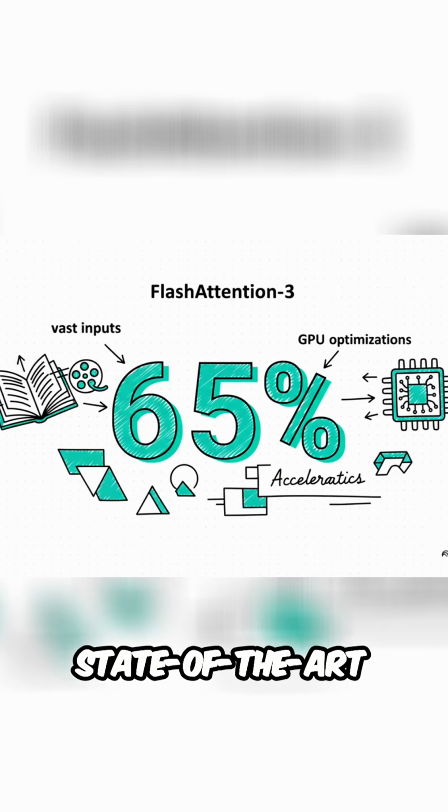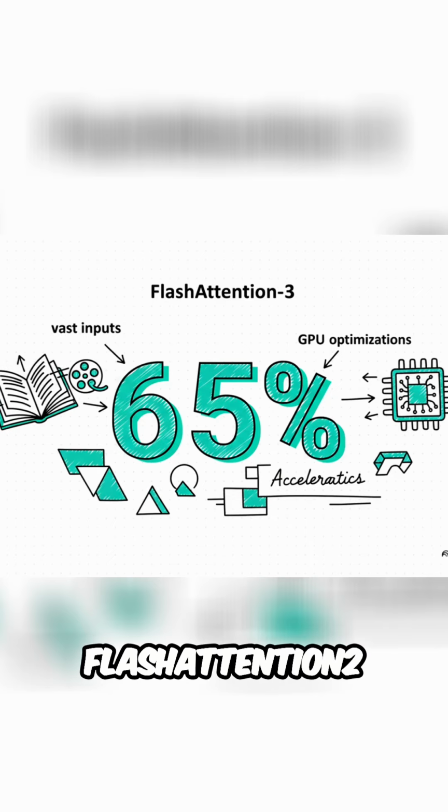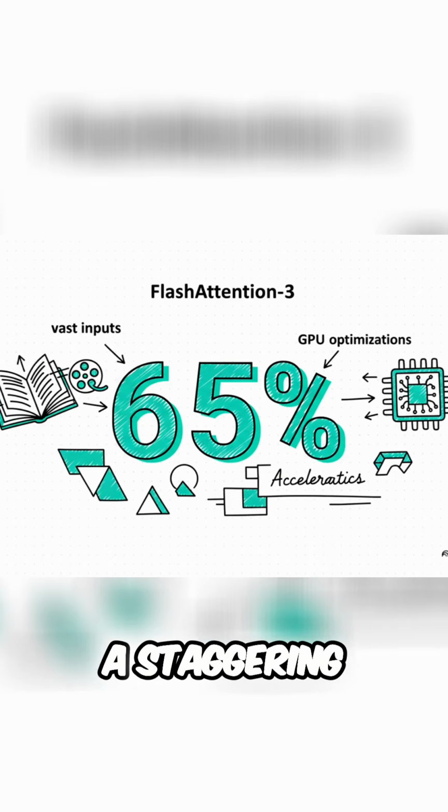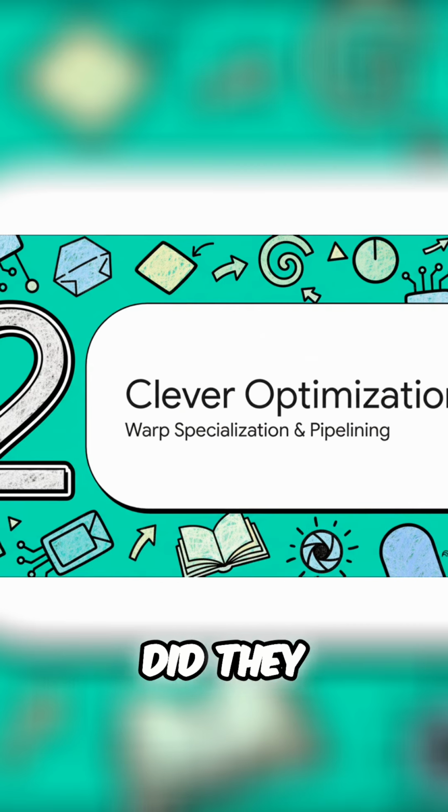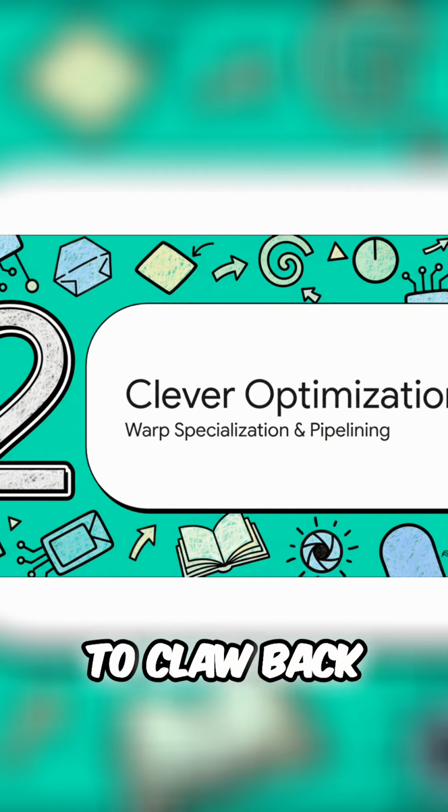Even the previous state-of-the-art, which was Flash Attention 2, was wasting a staggering 65% of the potential of a top-of-the-line NVIDIA H100 GPU. A huge amount of that incredible power was just being left on the table, totally unused. So how in the world did they solve this massive problem? Well, let's break down the first two absolutely brilliant techniques that Flash Attention 3 uses to claw back all of that wasted performance.